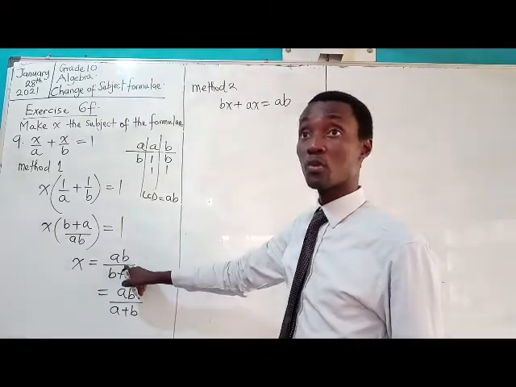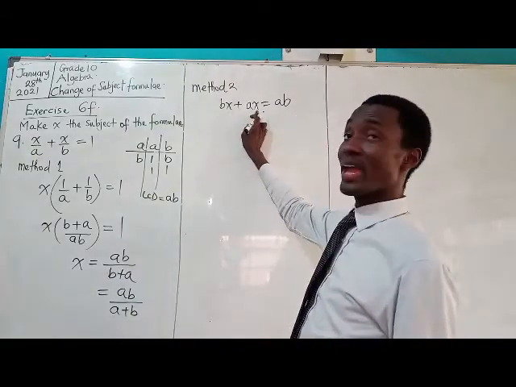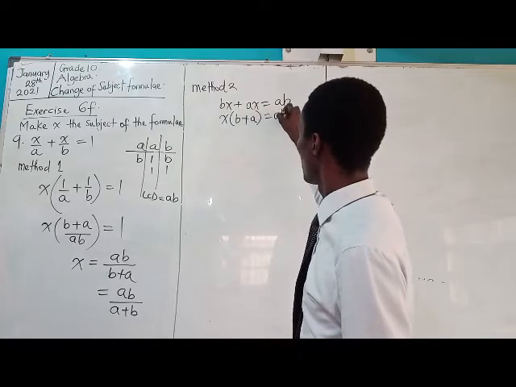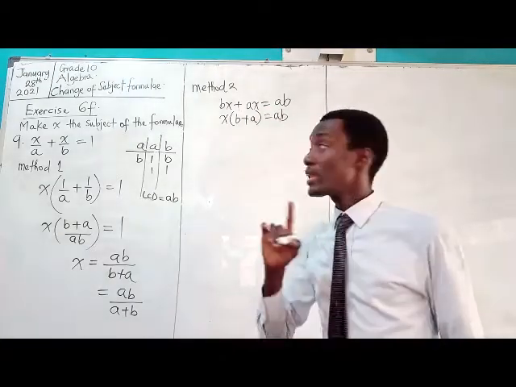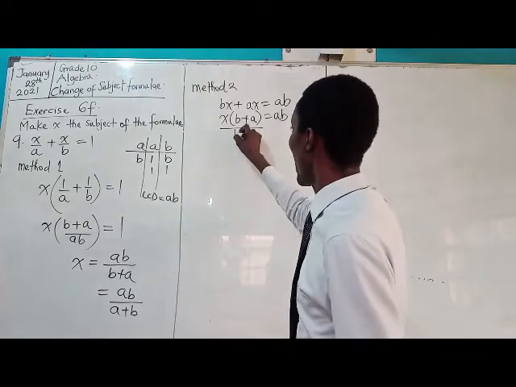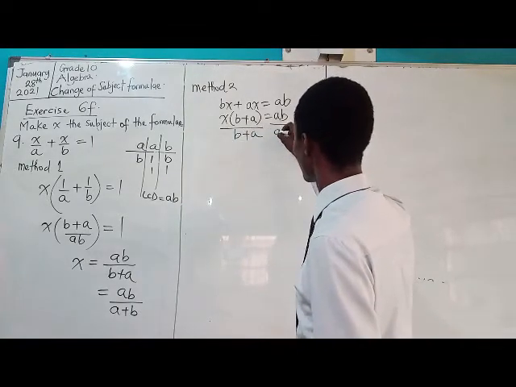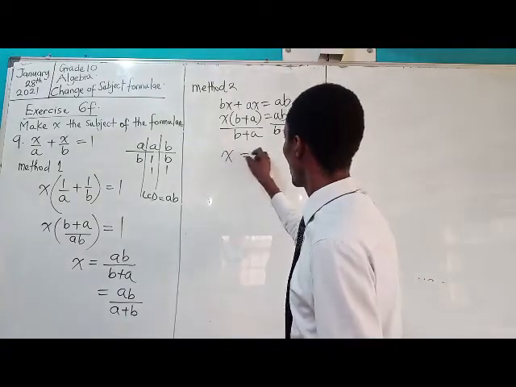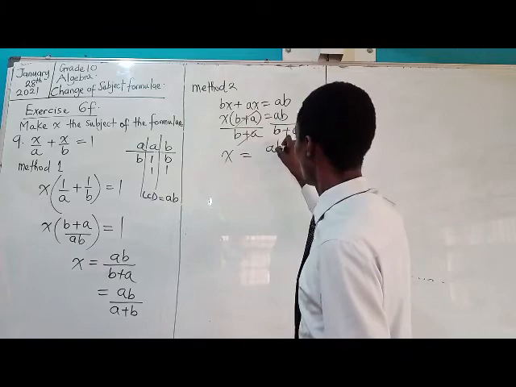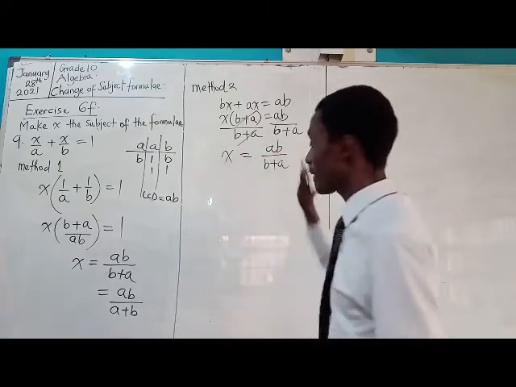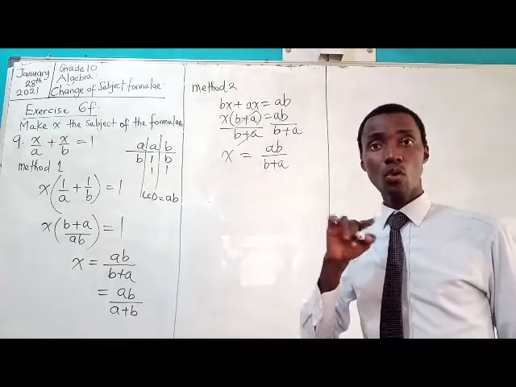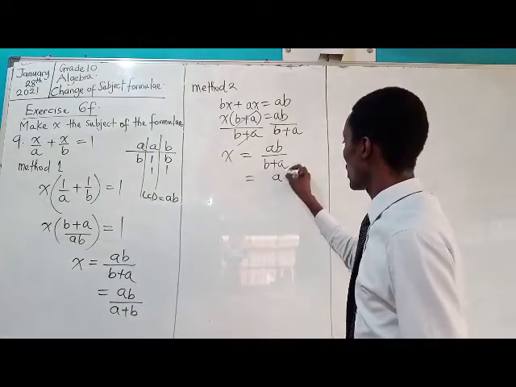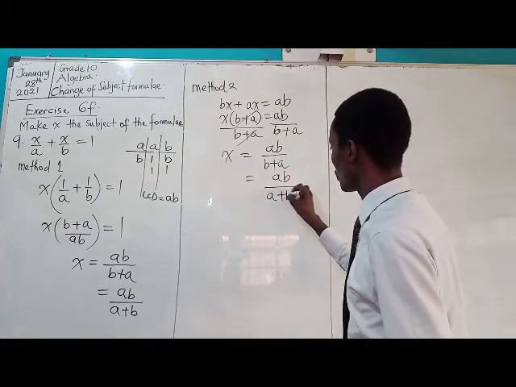You see the answer I got is almost forming out. Then I will factor x out, and then I need to divide. What I'm going to have will be X equal to AB over B plus A. I can rewrite this, and this becomes AB over A plus B.